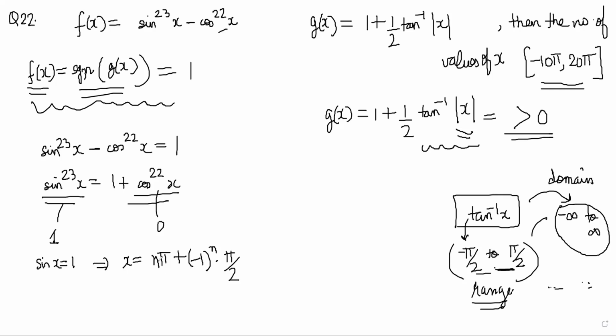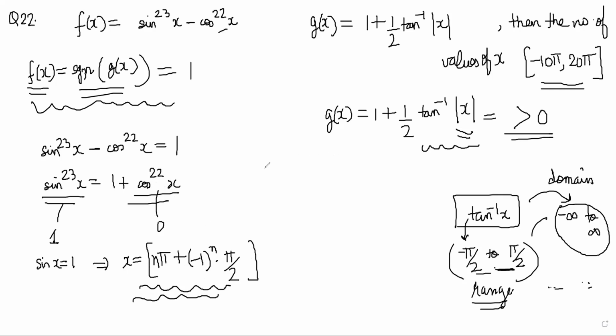If n is 0, you will get pi by 2, n is 1, you will get pi by 2 again, n is 2, you will get 2 pi plus pi by 2, and so on. So we have to search for all the solutions that lie between all of these values. You will realize that cos is becoming 0 at all of those values.